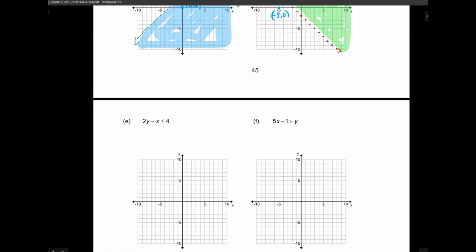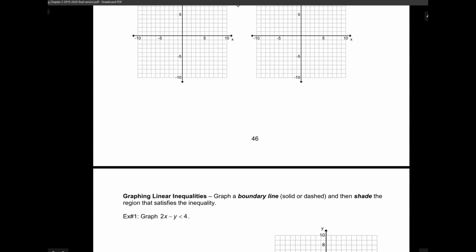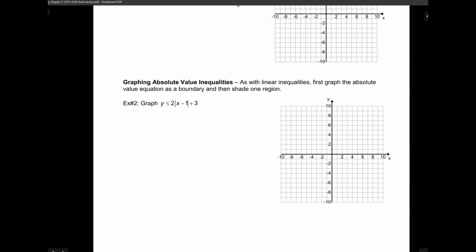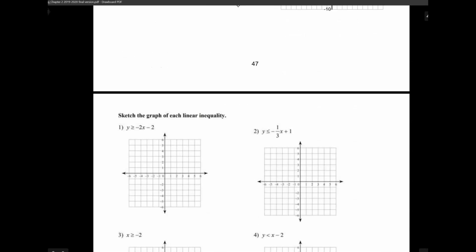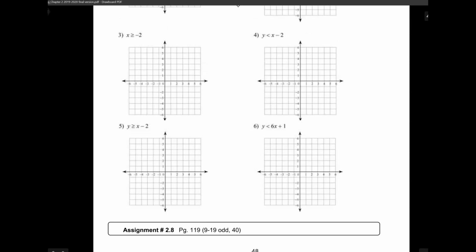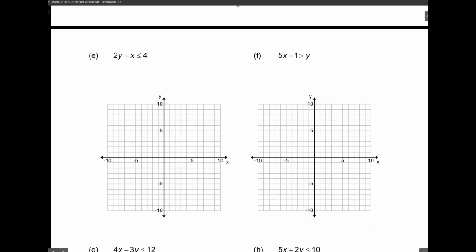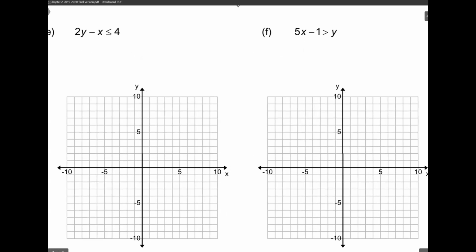Okay. So let's see. This is the exact same thing. This is if we graph absolute value inequalities. Okay. Let's do these two and then we can do an absolute value one.